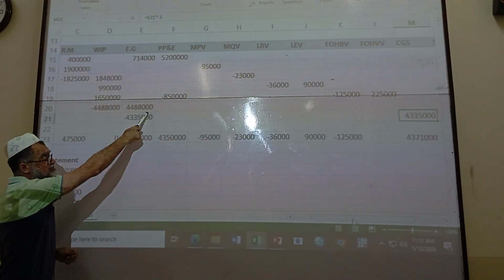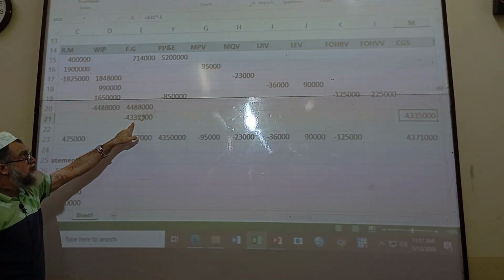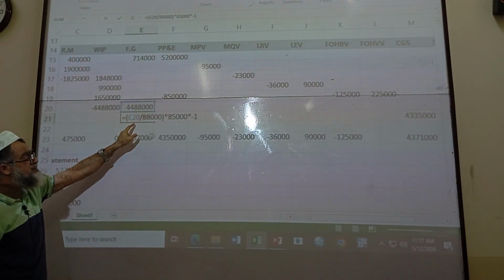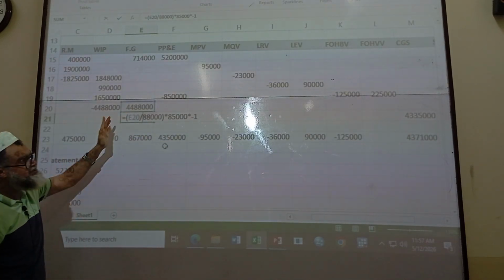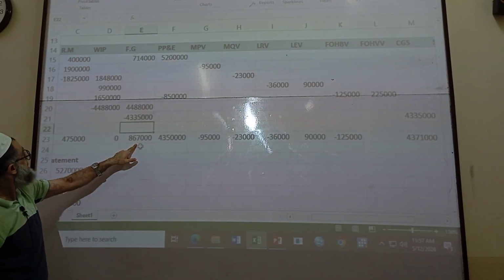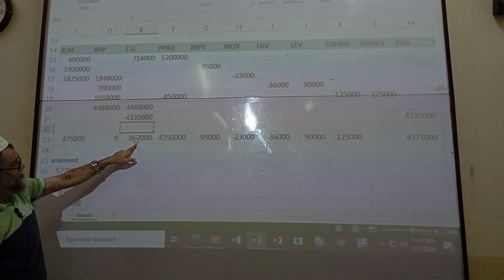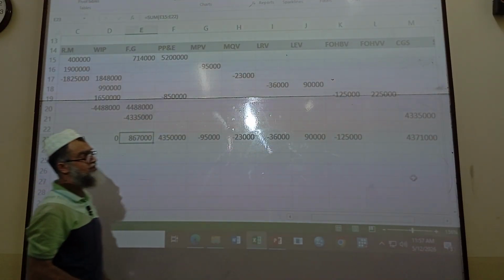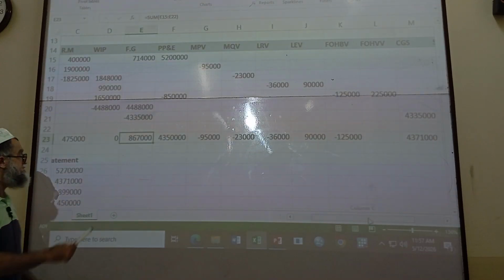Now this amount should be for 85,000 units. Remember this is for 88,000 and the units sold are 85,000. So you need to divide this by 88 and then multiply by 85,000. So this should be subtracted from finished good, and the final amount of finished good would be 867,000. Okay, and your CGS now is 433,500. Now this is without the variances.